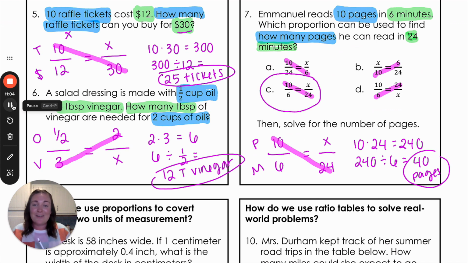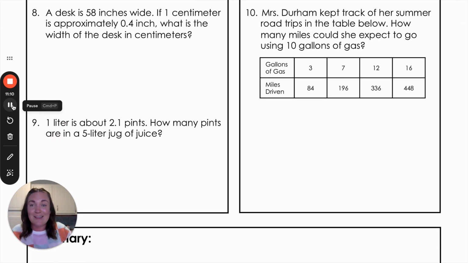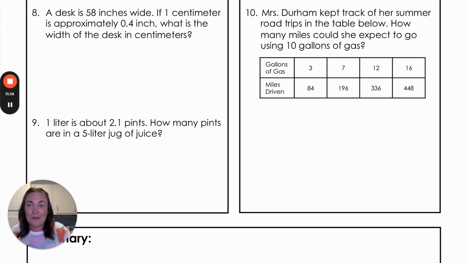The last part of this video is going to do specific conversions. So we're converting between two different units. We're going to do this exactly the same way that we just did our word problems. It's just a more specific type of problem. So for number 8, we have a desk is 58 inches wide. 1 centimeter is approximately 0.4 inches, or 0.4 of an inch. What is the width of the desk in centimeters?